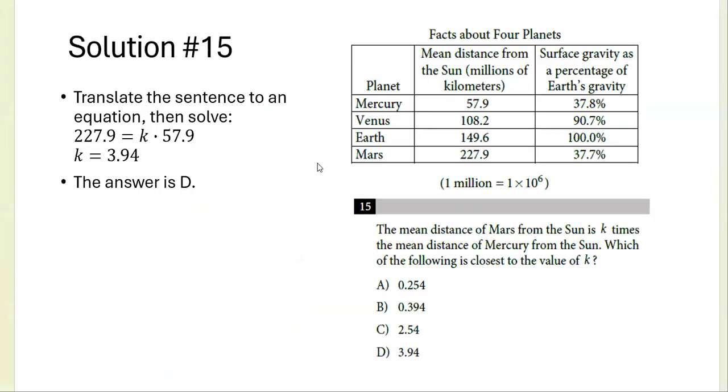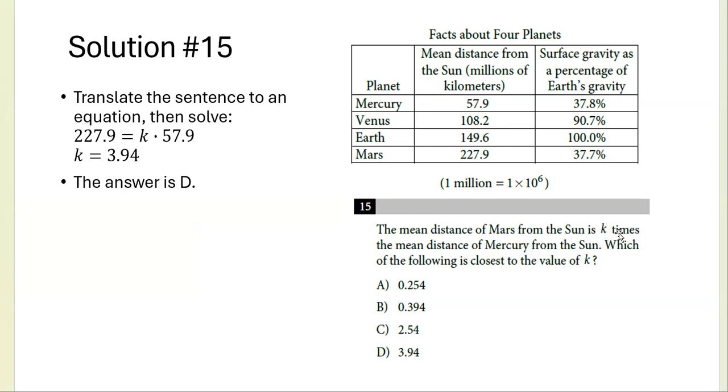Okay, so as I was saying, we can translate this first sentence in question 15 into an equation, okay? The mean distance of Mars, now let's look at the table, that's 227.9, mean distance from the sun. So this is the mean distance of Mars from the sun. That's 227.9 equals, excuse me, k times the mean distance of Mercury from the sun.